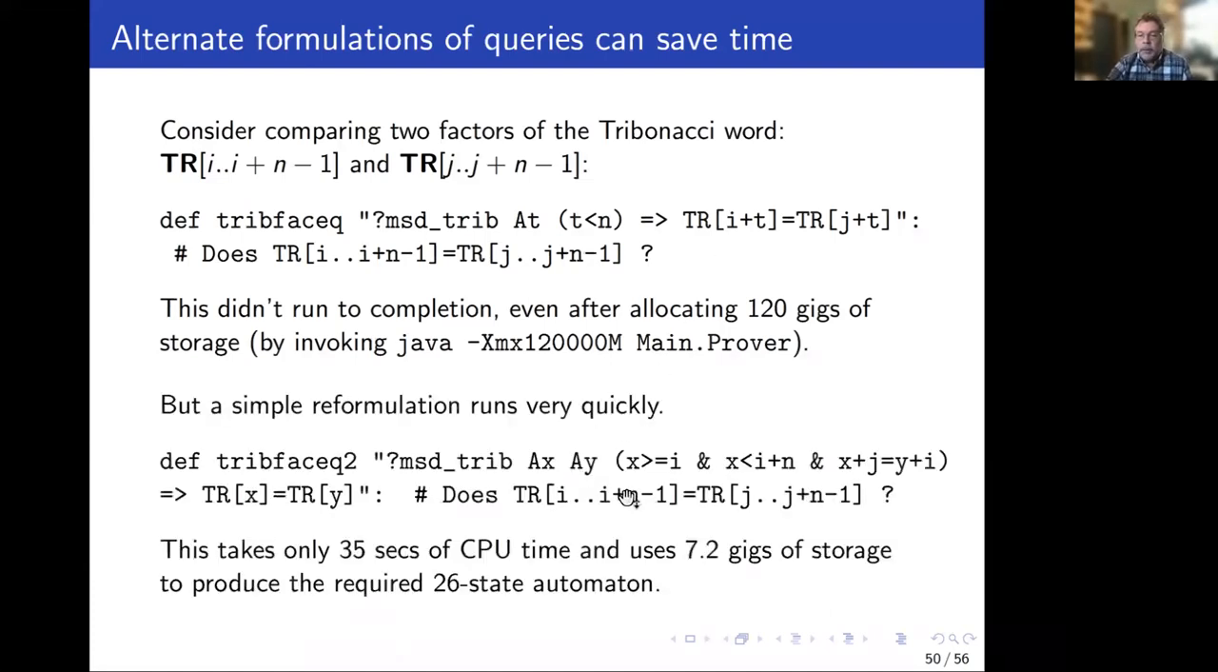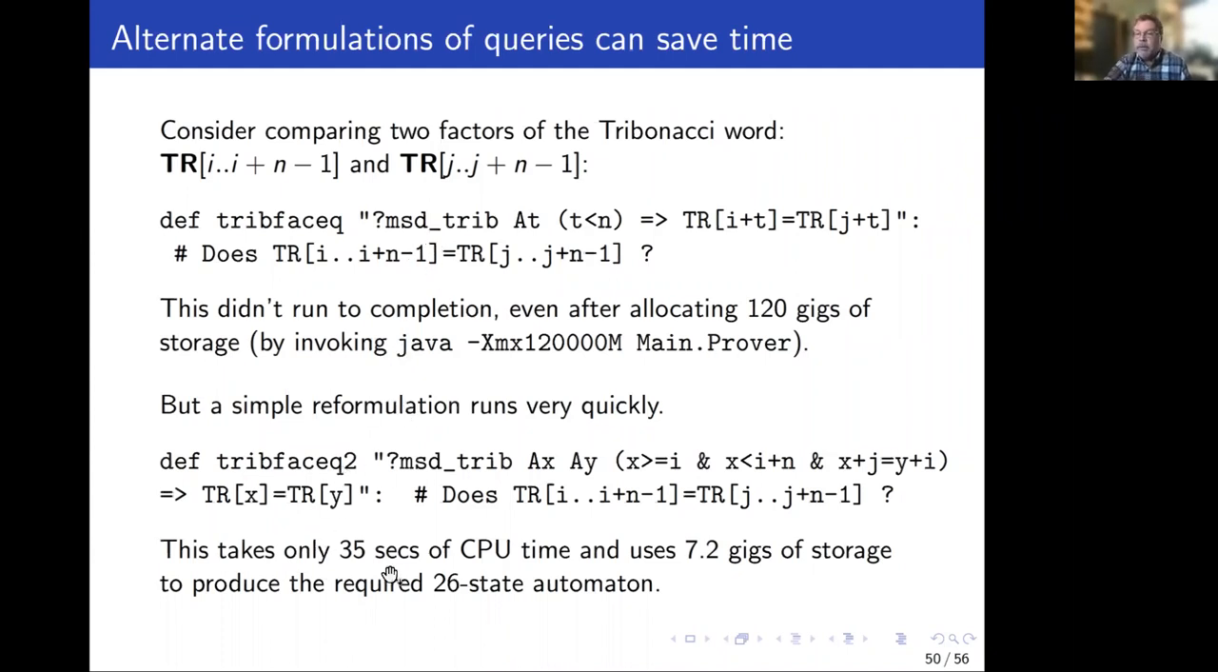We can say, is the symbol at position x the same as the symbol at position y? Now I only have 2 variables. For all x and y such that x is bigger than or equal to i and smaller than i plus n, and the relationship between x and y is that x minus i should be y minus j, right? That's what it means. And so x plus j is y plus i. This is mathematically equivalent to the previous statement.